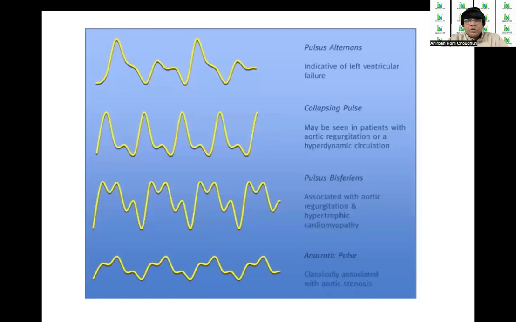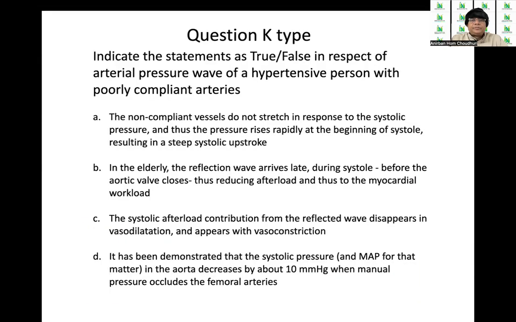suffering from. So if you look into this, you can see pulsus alternans, alternate high and low volume pulses, and this is indicative of LV failure. You can see the collapsing pulse, which is seen in patients with aortic regurgitation or hyperdynamic circulation, pulsus bisferiens associated with aortic regurgitation and HOCM, and the anacrotic pulse, which is classically associated with aortic stenosis.